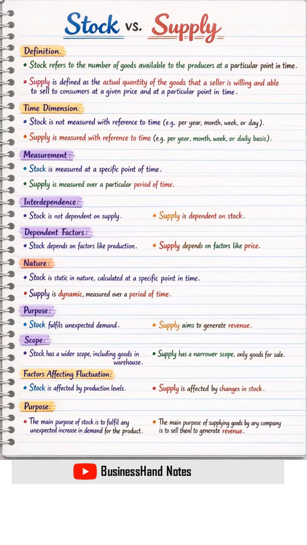Stock is mainly affected by production. Any increase or decrease in production levels directly changes the stock of a commodity. Supply, on the other hand, is affected by stock availability, as changes in total stock influence how much sellers can supply to the market.